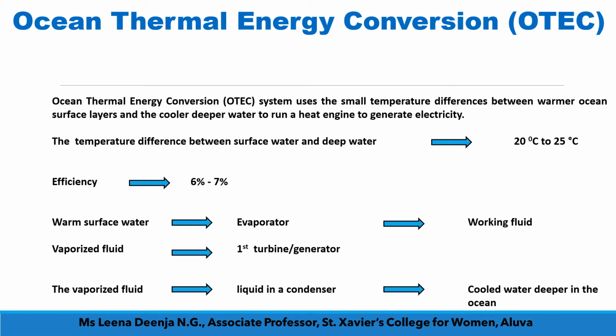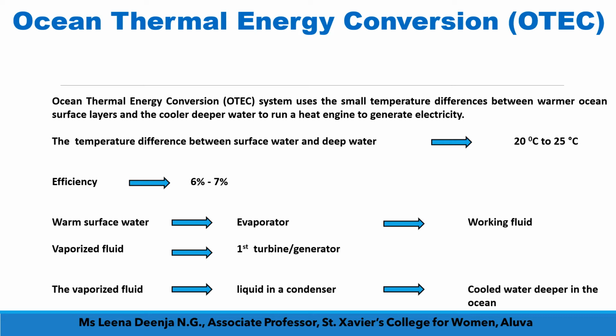Energy from the sun heats the surface water of the ocean. The temperature difference between top and bottom is of the order 20 degrees centigrade to 25 degrees centigrade. Smaller the temperature difference, smaller will be the efficiency. For typical ocean temperature differences, the efficiency is around 6% to 7%.